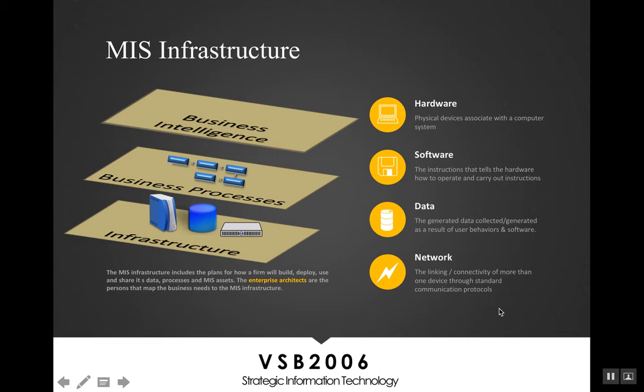And then the fourth piece, which is actually the newer of the four, is networking. Networking is the linking and connectivity of one device to other devices through standard communication protocols. Historically, the first computer systems, mainframes, were hardware, software, and data. Those have always been part and parcel of computer infrastructure. Network is a relatively new, though highly important, piece.